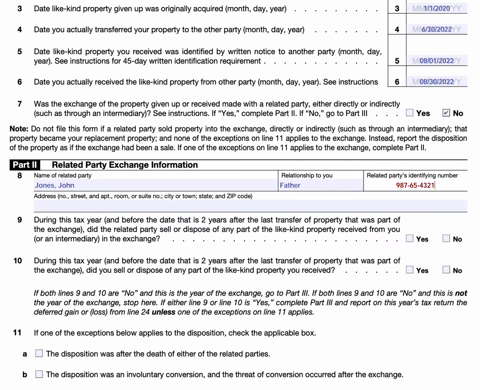So a related party can be anyone that is a relative: father, mother, grandparent, grandchildren, brother, sister. It can also be a closely held entity, so an S corporation, a partnership, trust, estate, nonprofit even. So anytime you have a related party, it is one of those definitions. You can get the formal definition in the form instructions.